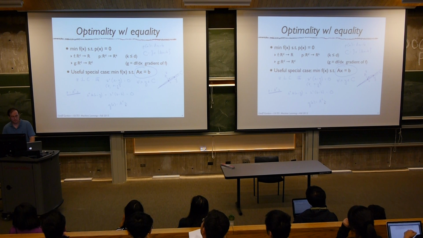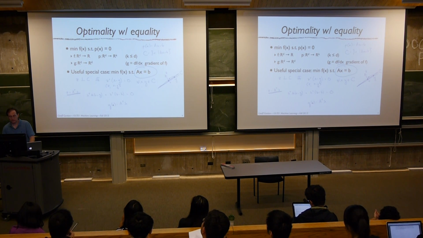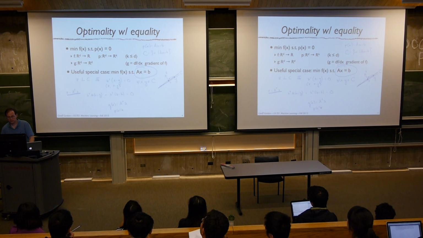If we have an x which satisfies the constraint p of x equals 0, and it also has g of x equal to A transpose lambda for some lambda, then we've succeeded in finding an optimum. Does that make sense to everybody?